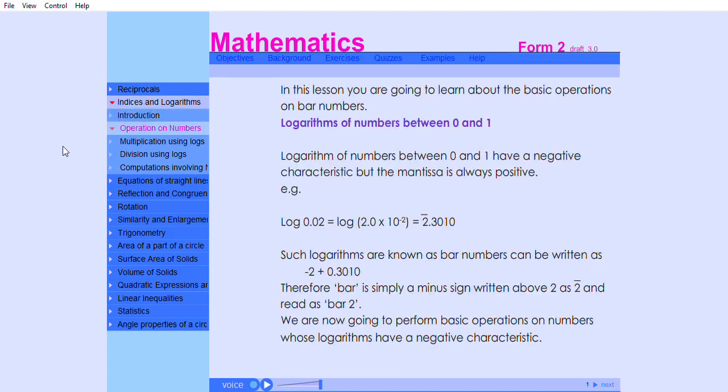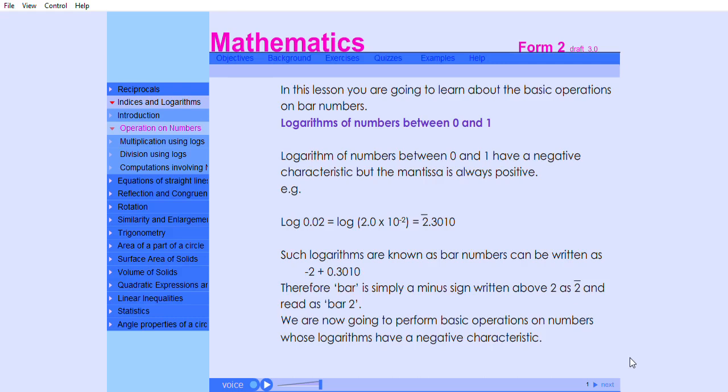In this lesson, you're going to learn about the basic operations on bar numbers, logarithms of numbers between 0 and 1. Logarithms of numbers between 0 and 1 have a negative characteristic, but the mantissa is always positive. For example, log 0.02 is equal to log (2.0 multiplied by 10 to the power of negative 2), which is equal to bar 2.3010. Such logarithms are known as bar numbers.